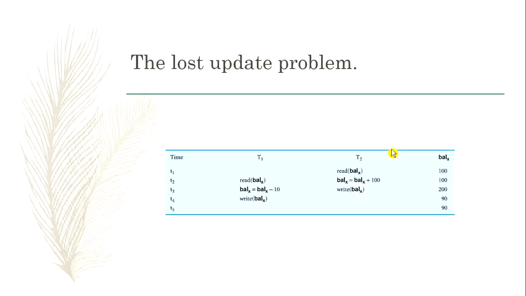Like here, this is the lost update problem. For example, T1 is one user and T2 is another user. So at time T1, T2 reads the balance from the account. The balance is initially 100 euros. Then at time T2, another user, T1, checks the balance from the same account, which is 100. And at that time, the second user deposits 100 euros more to that account.